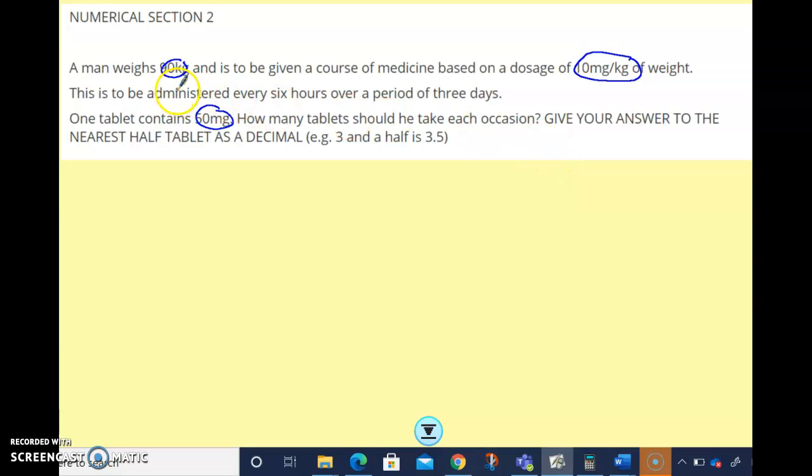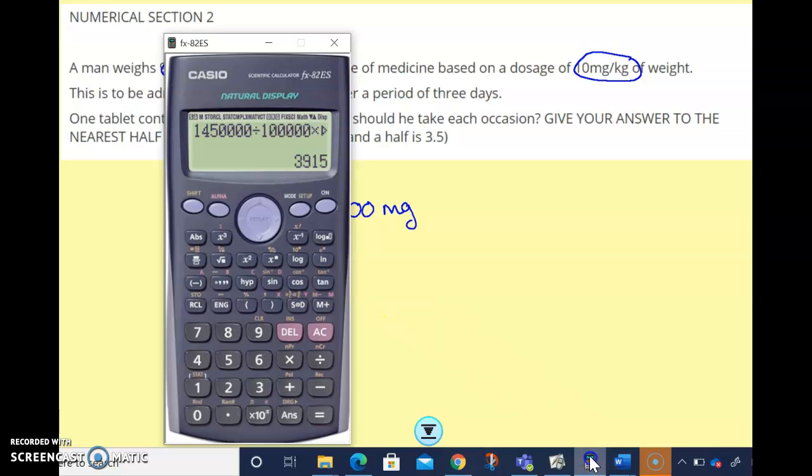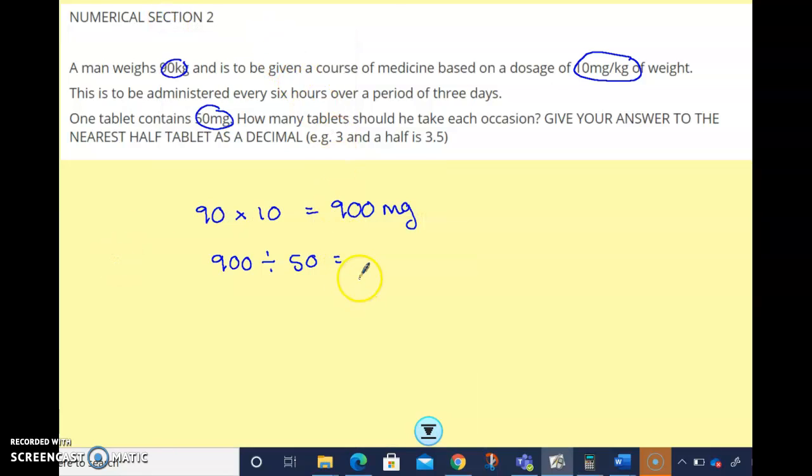Okay, so we want to start by working out how much he's going to take in total. So he weighs 90 kilograms. For each of those kilograms, he gets 10 milligrams of medication. So altogether, he's going to get 900 milligrams of medication. One tablet contains 50 milligrams. So 900 divided by 50. We get 18. So altogether he needs to take 18 tablets.